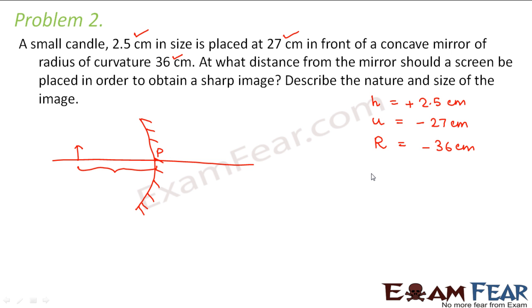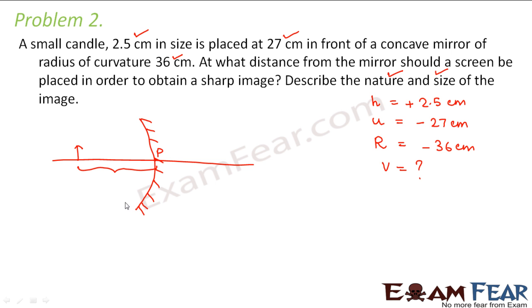So we have to calculate at what distance from the mirror a screen should be placed in order to obtain a sharp image. So where should you place the screen so that you get a sharp image? You should calculate the distance at which the image will be formed, so that you can place the screen at that location itself. That means you have to calculate the value of v, and you also have to tell about the nature and size of the image.